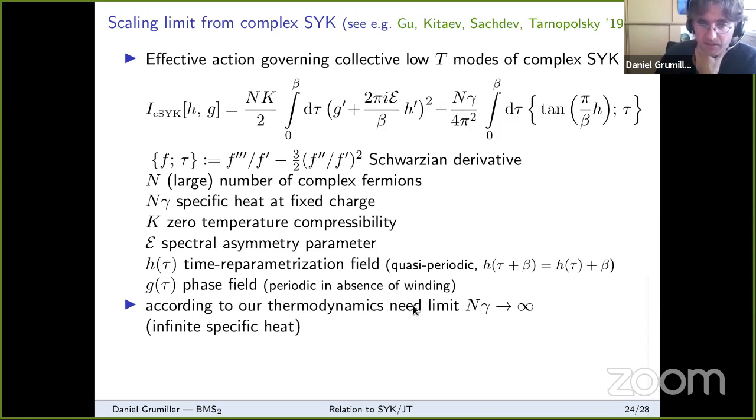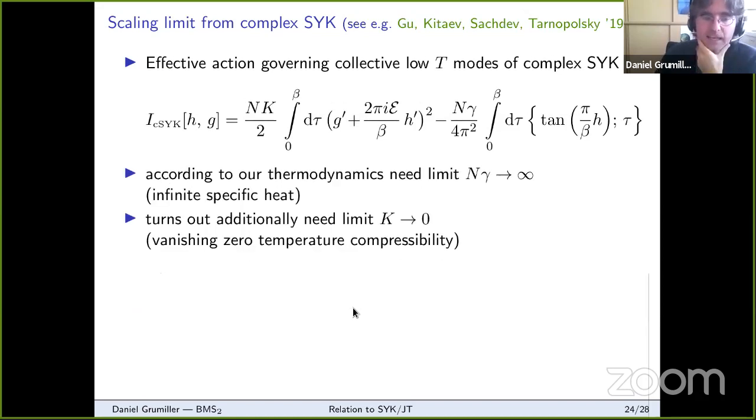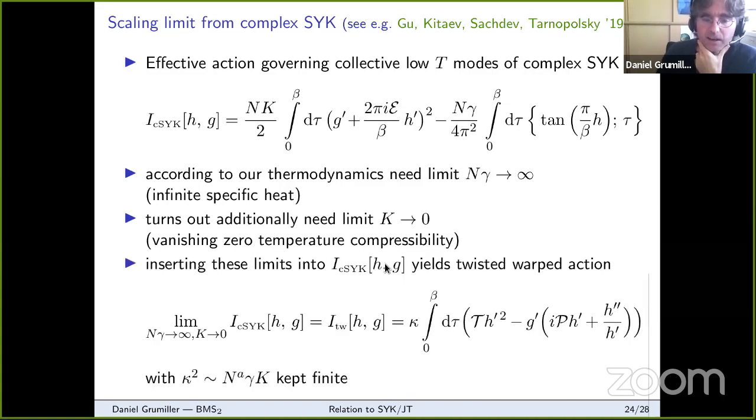Now, according to our thermodynamics, we expect that we should take the limit N times gamma to infinity, infinite specific heat. And it turns out, if you analyze the model, you need additionally the limit where K goes to 0, so with vanishing zero temperature compressibility. But you have to take this limit in such a way that their product is finite. So gamma times K times some suitable exponent of N is kept finite. And in this limit, you can show in a few lines of calculation that indeed this complex SYK action is equivalent to this twisted warped action. So there's a concrete singular limit where you can obtain this.